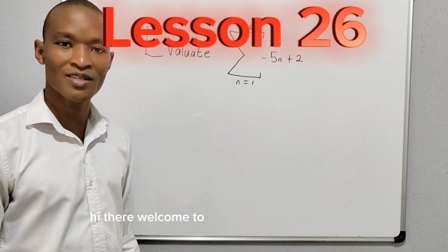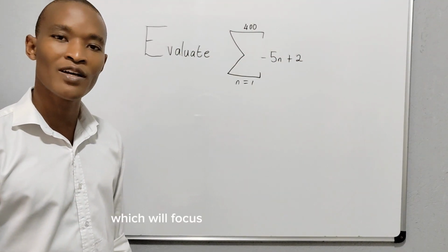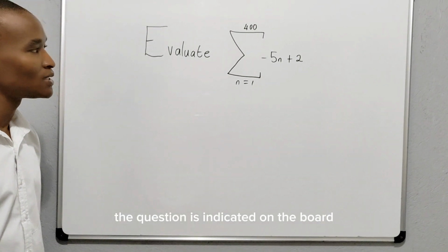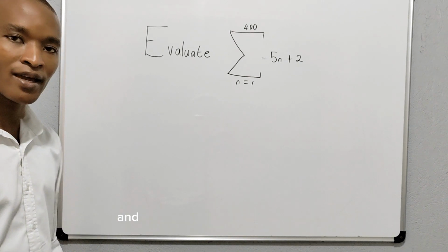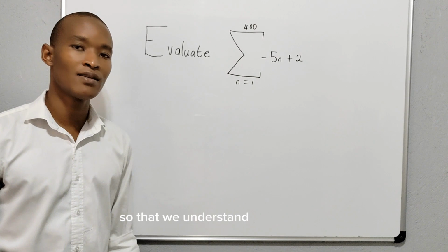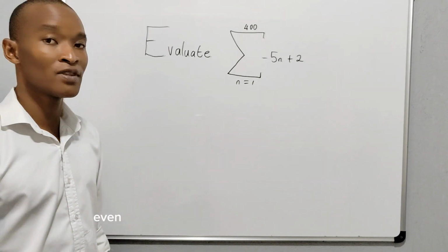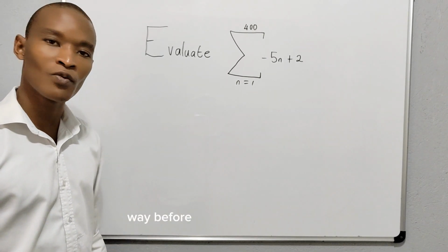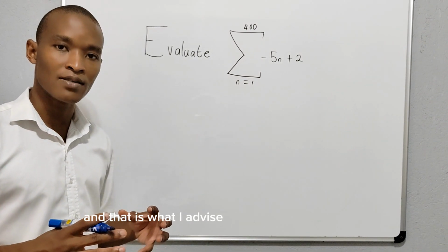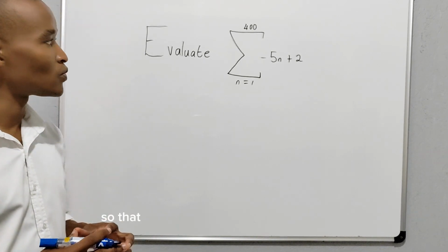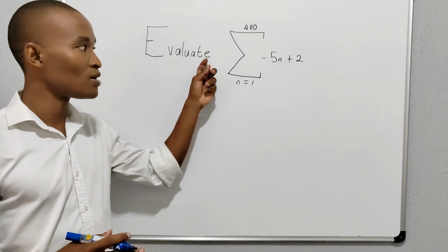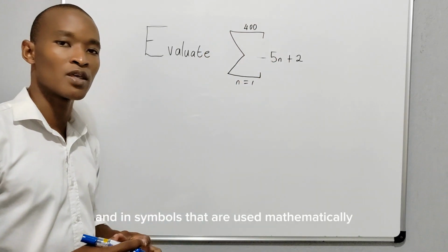Hi there, welcome to this sigma notation lesson, which will focus on an arithmetic series. The question is indicated on the board, and we'll go through the inquiry and get to know the meaning of different aspects of the notation so that we understand that question, even the words that are used in the question, way before we get to the solution. That is very important, and that is what I advise in the method of inquiry, so that we get to understand the language both in words and in symbols that are used mathematically.